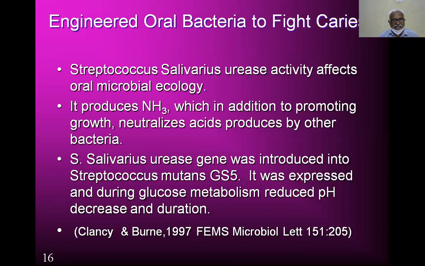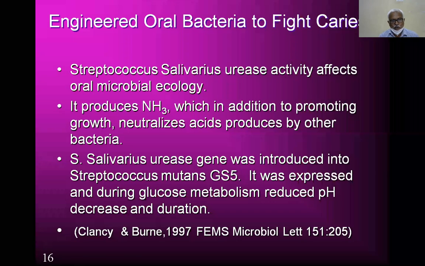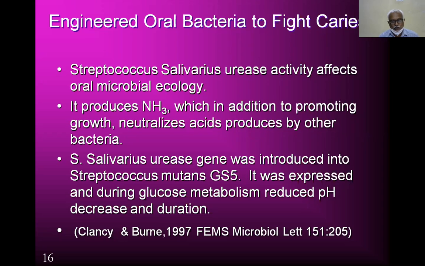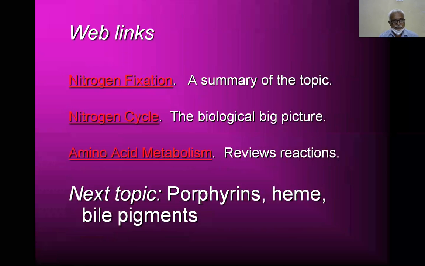So Streptococcus salivarius urease activity affects oral microbial ecology. It produces ammonia, which in addition to promoting growth, neutralizes the acids produced by other bacteria in our oral cavity. Streptococcus salivarius urease gene was introduced into Streptococcus mutans GS5. It was expressed and during glucose metabolism reduces pH decrease and duration.